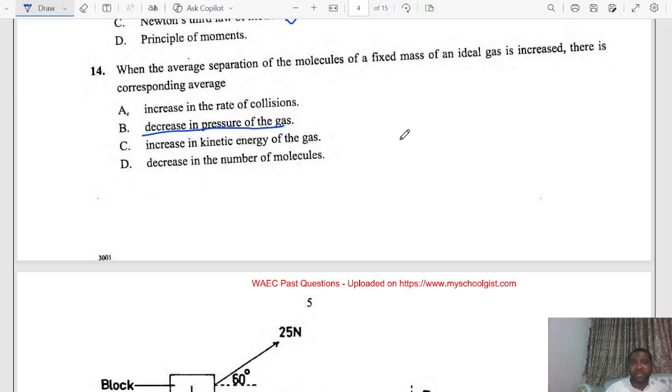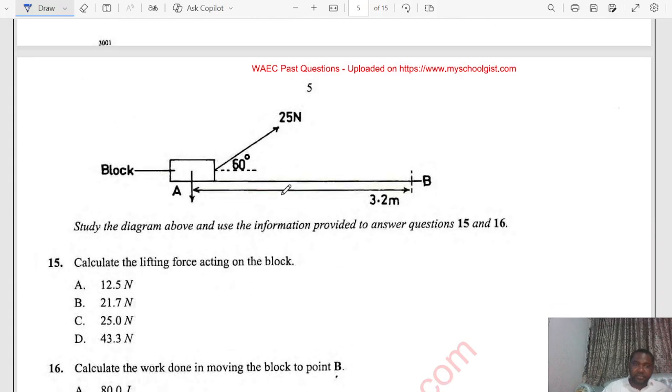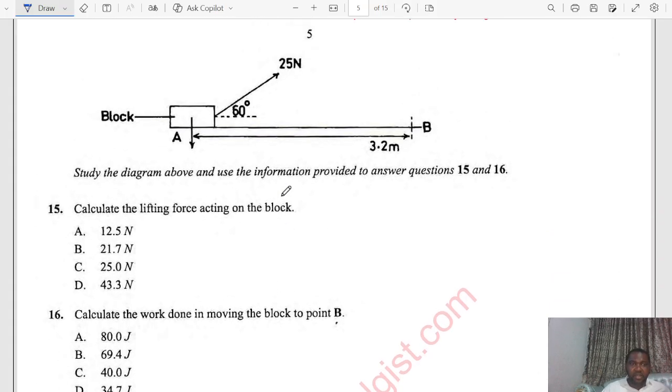The simple reason is that when the gas molecules are very close, there will be more collision with the wall of the container. But when it is expanded, there will be less collision, and pressure is a result of collision with the wall of the container.